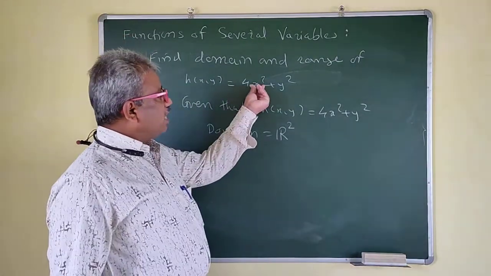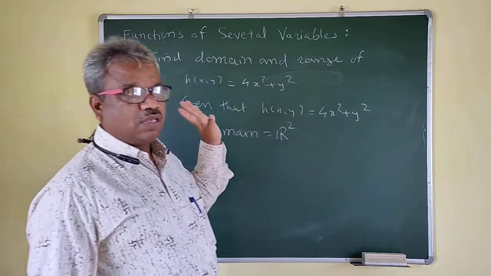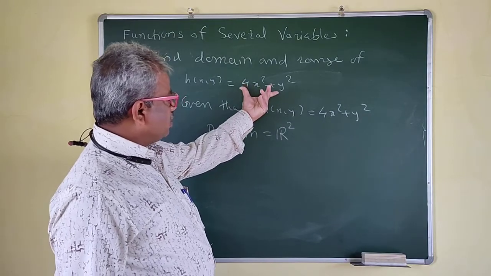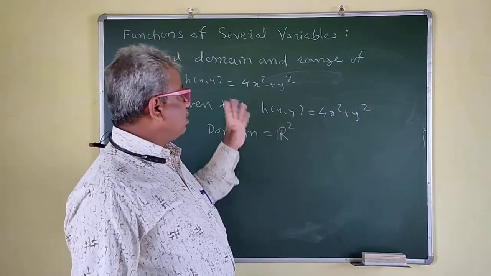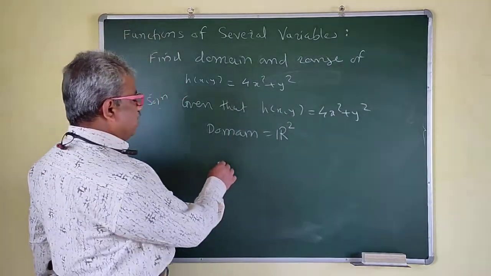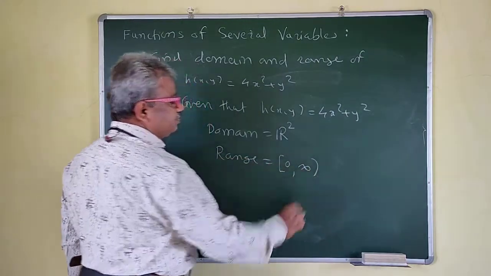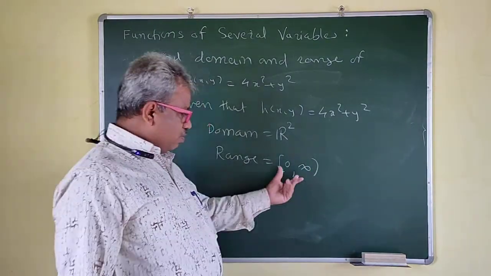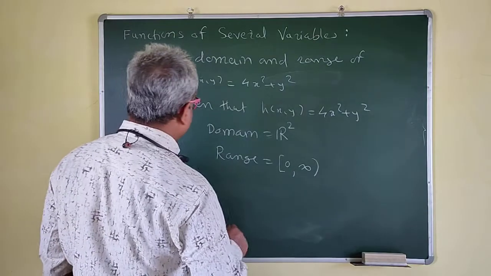So what will be the range? Now see that x square is positive, y square is also positive. That means this is positive. So the minimum value is 0. And there is no limit for x, x is a real number, y is also a real number. So there is no maximum value. That means it should be infinity. So the range is 0 to infinity. The function has minimum value 0, and the maximum value does not exist, that means it is infinity.